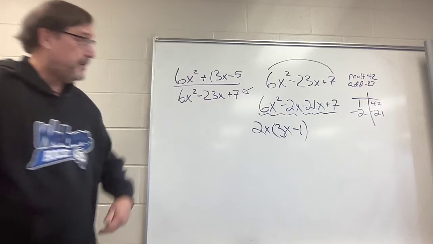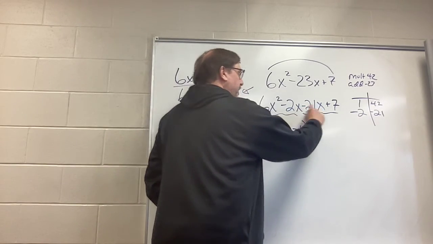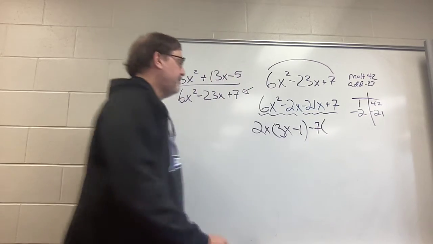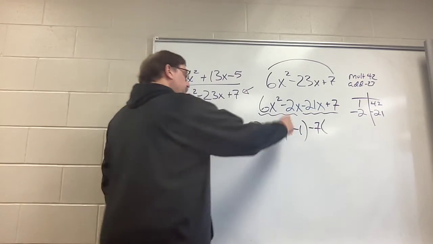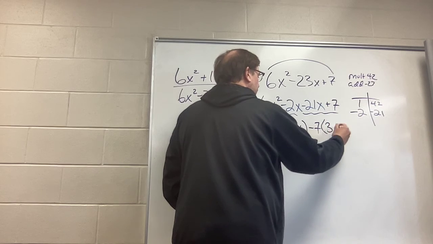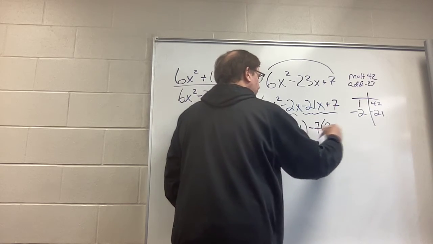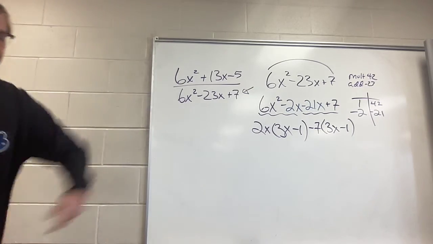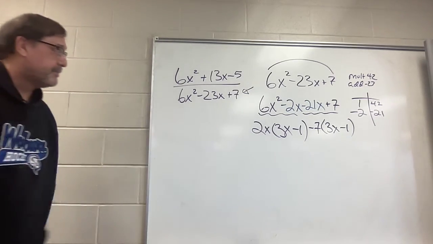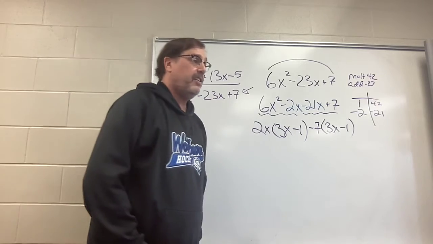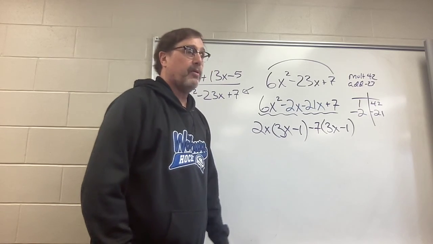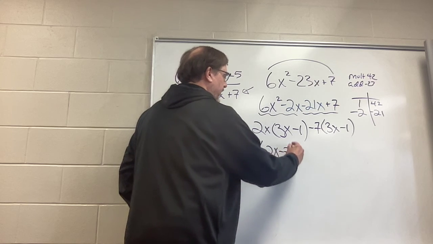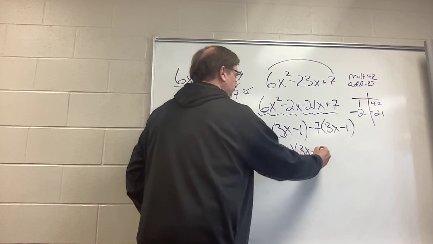Please remember, if this is a negative, pull a negative. There is a 7 that goes into both of them, so let's pull out a negative 7. Negative 21 divided by negative 7 is positive 3. Positive divided by negative is negative. I have 2x of these, and some Eastridge kid took away 7 of them. I've got 2x minus 7, 3x minus 1.